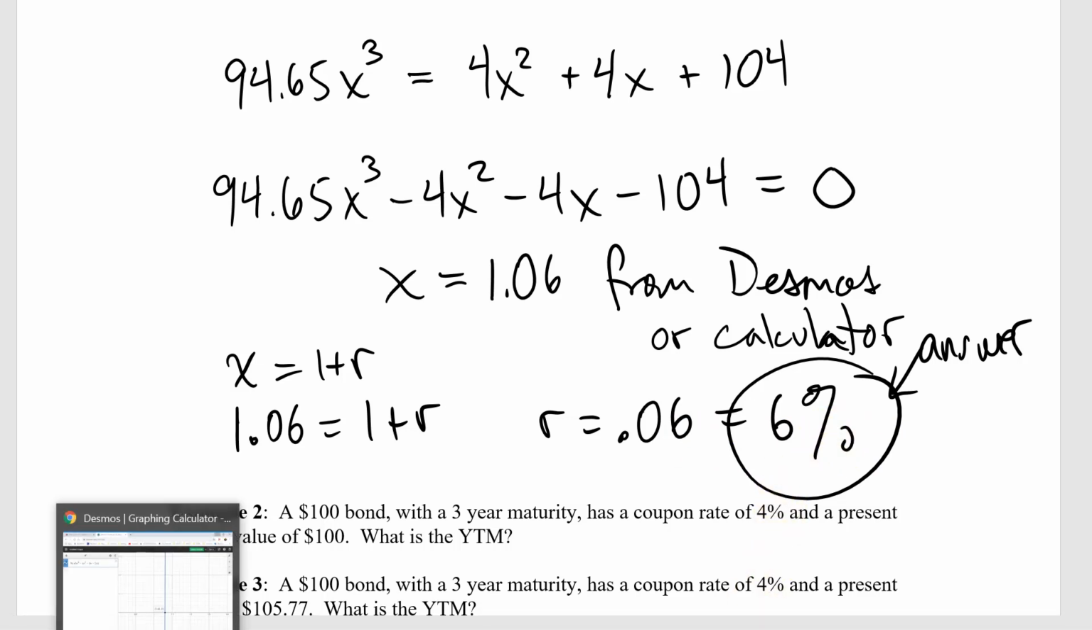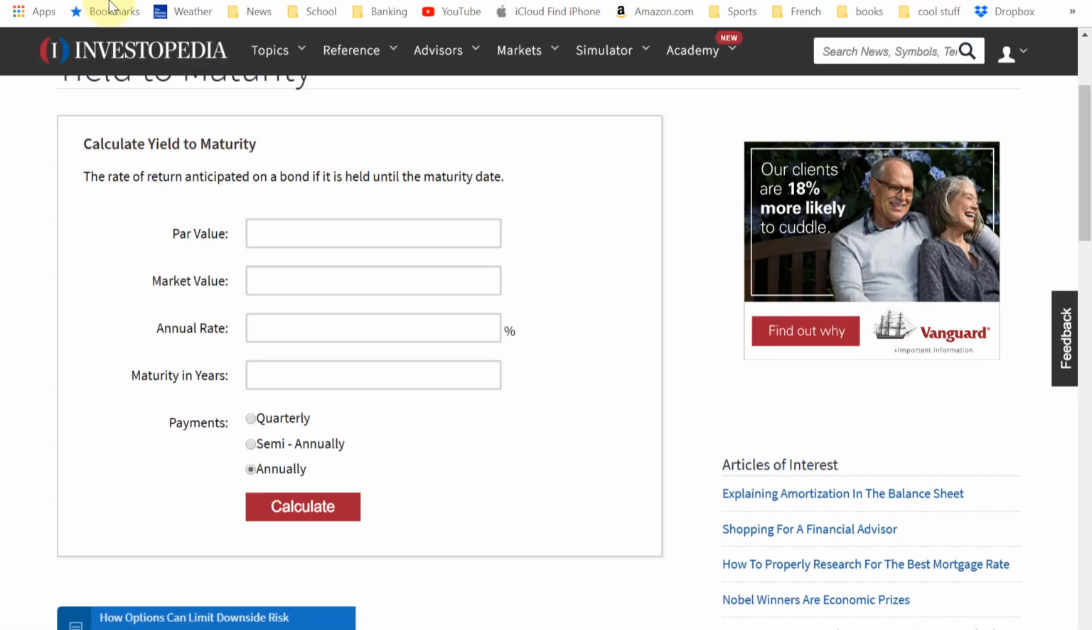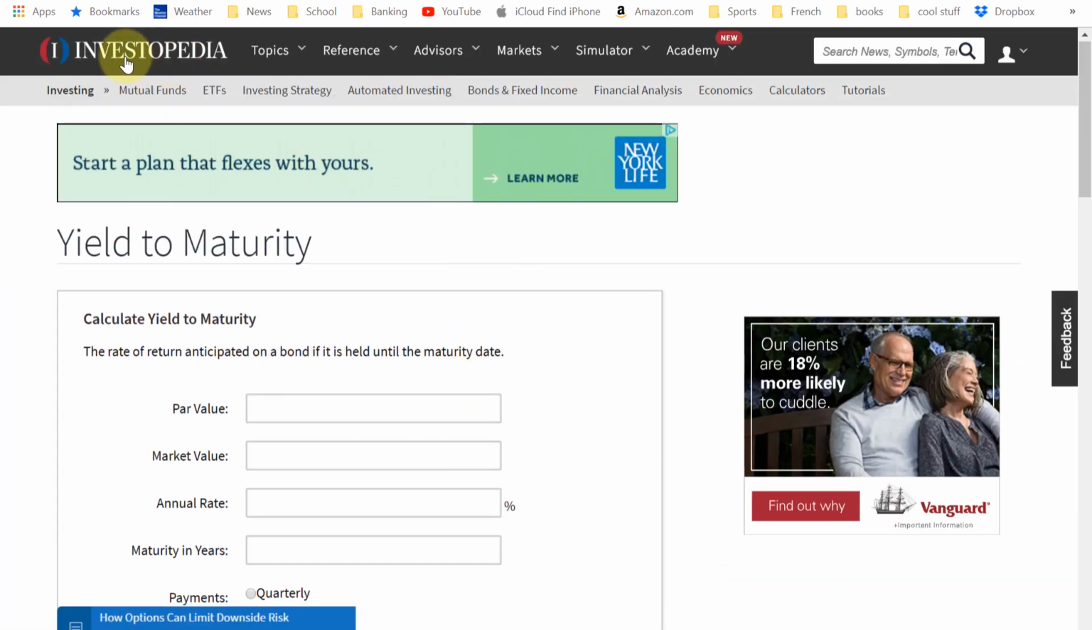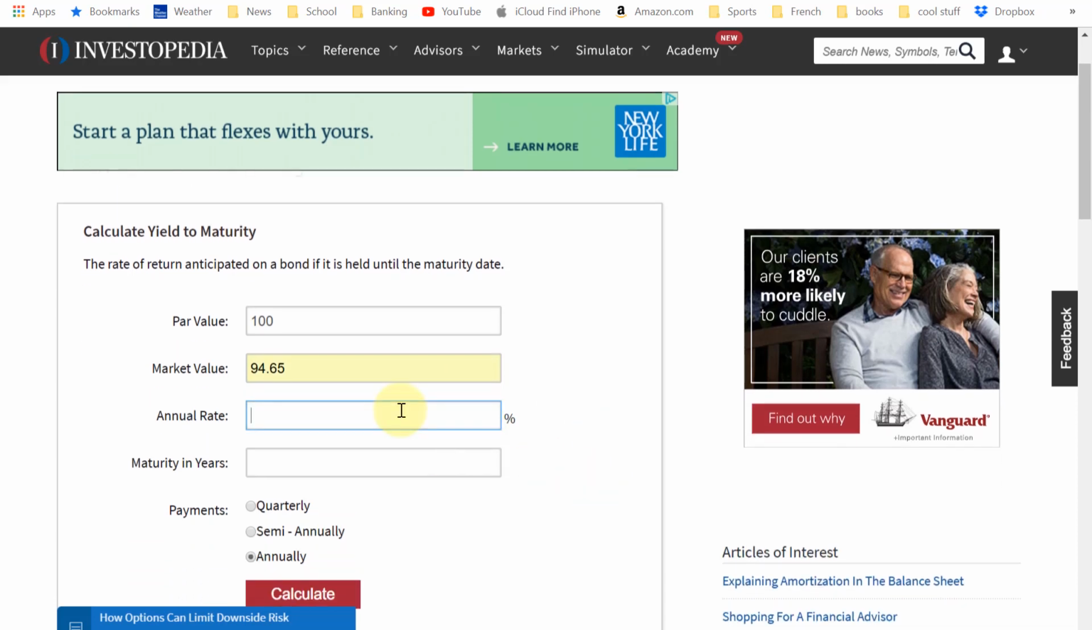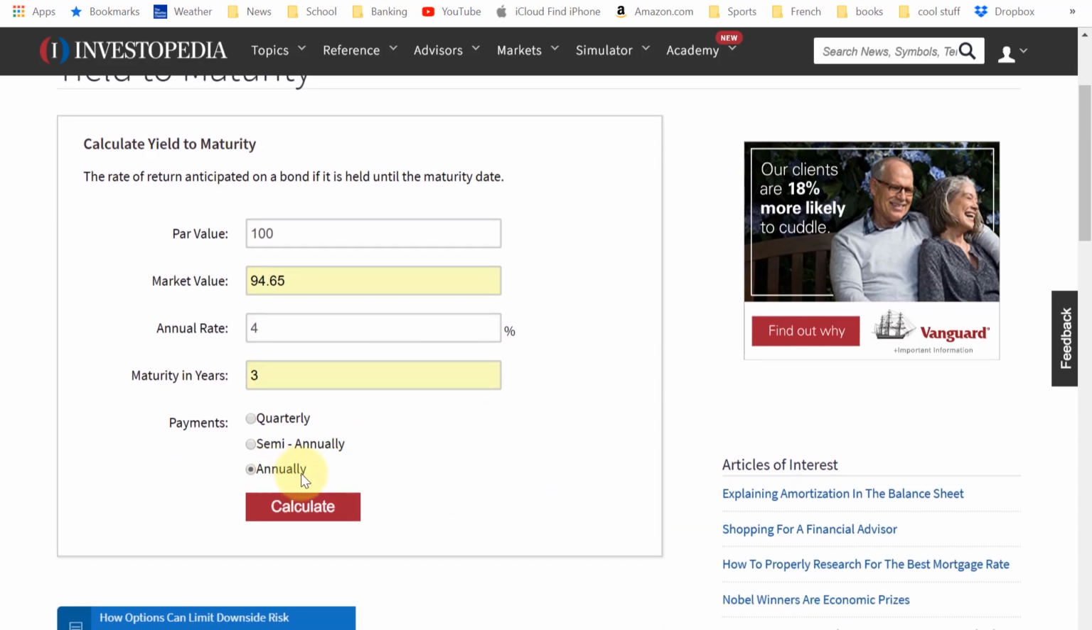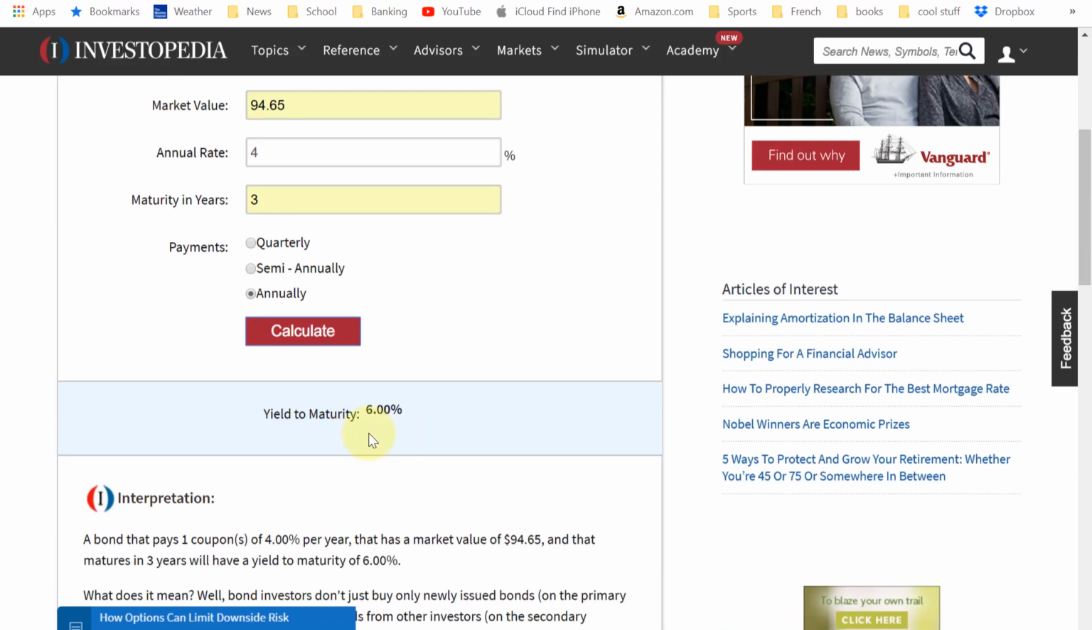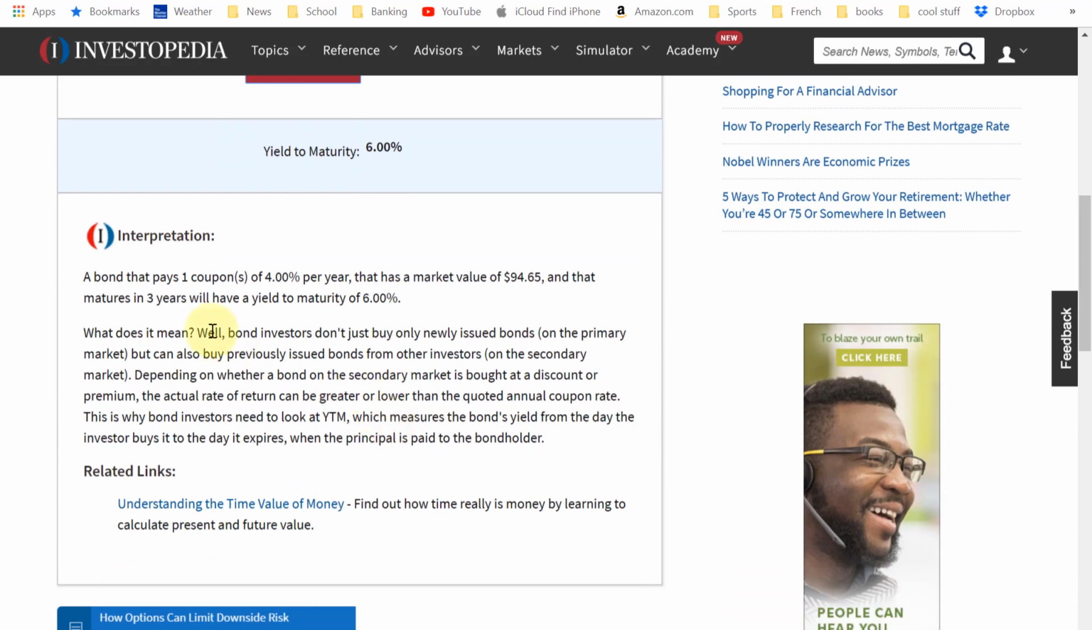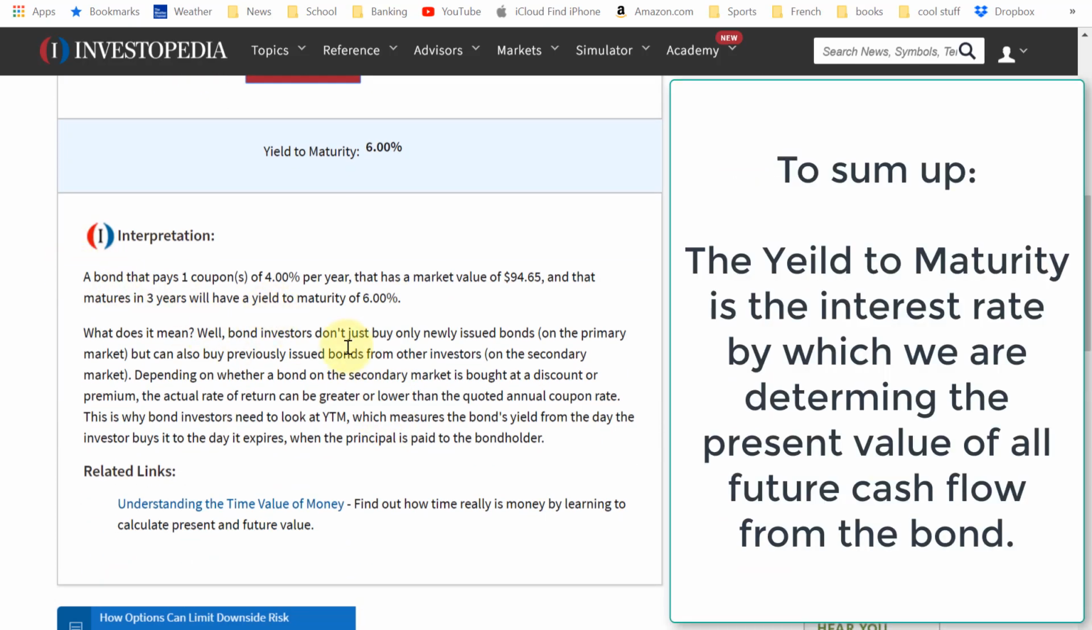By the way, another thing we could do is just check this. Here's a calculator on Investopedia, the website, and I could check it this way. I could say $100 par value, market value I had is 94.65. That's the purchase price of the bond. Annual rate, the coupon rate, 4%, and 3 years to maturity. Make sure you have it set on annually and calculate. It tells me yield to maturity is 6%. Gives you some explanation as to what that means.